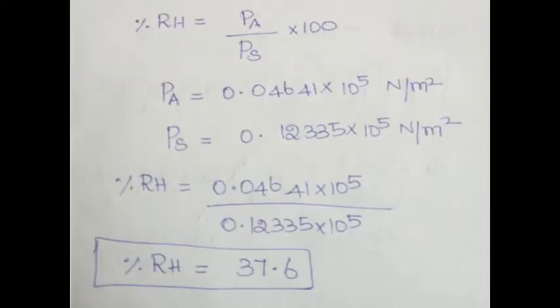Now come to the point, percentage RH. We have two pressures, partial pressure and vapor pressure. Partial pressure is calculated with the help of absolute humidity. Vapor pressure is collected from the steam table. Now we have two data. With the help of these two data, determine the percentage RH value. Percentage RH is equal to 37.6.